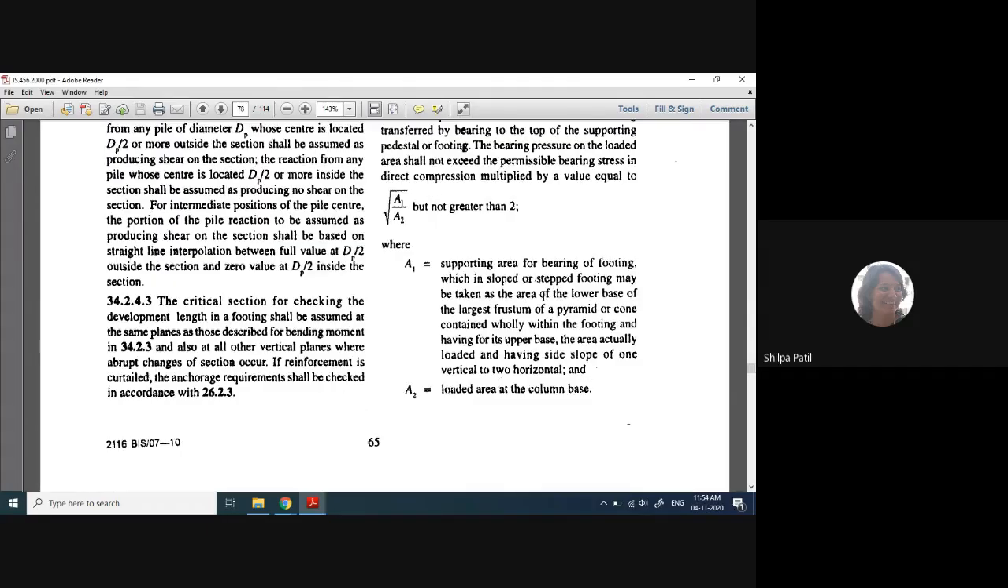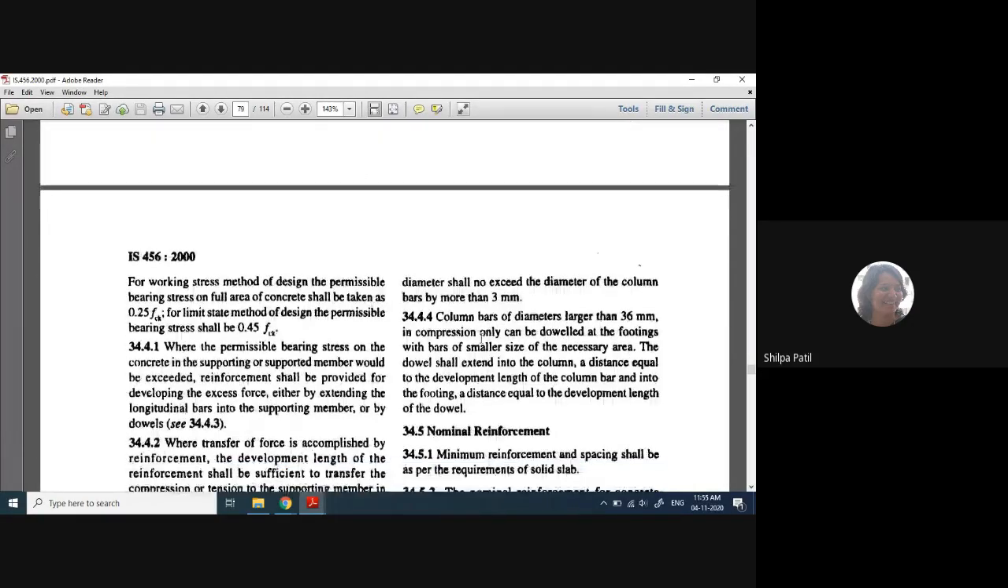Okay, in case of slope footing or step footing, what should be done? It is given here, but we are considering only the design of rectangular pad footing for your syllabus. Okay, so we will consider here the rectangular pad footing area as A1, and A2 is the loaded area at the column base. That is again the cross-sectional area of the column. Now for working stress method of the design, the permissible bearing stress on full area of concrete shall be taken as 0.25. For limit state method, the design permissible bearing stress shall be 0.45 fck.